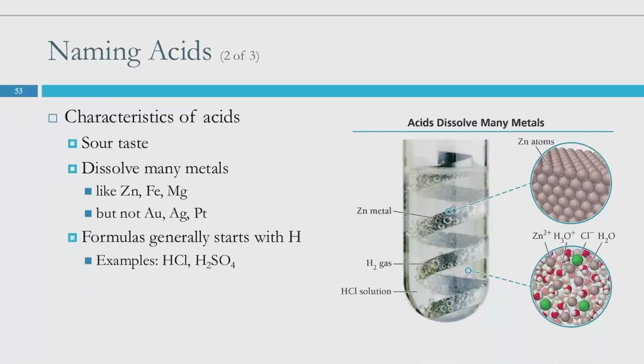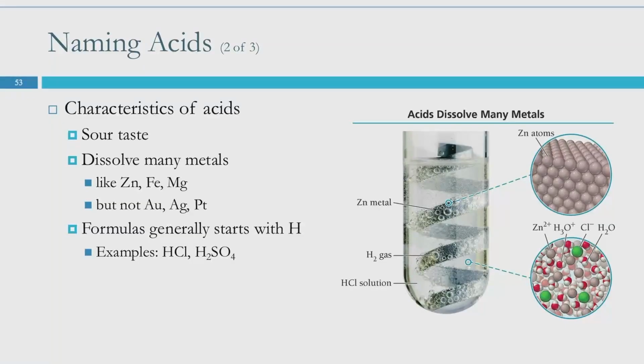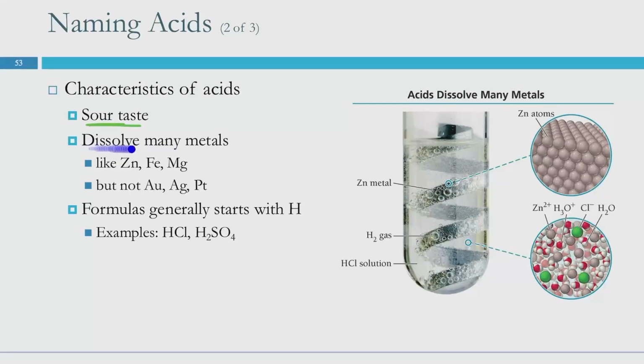Some characteristics of acids. Acids tend to have a sour taste. Think first they're sour, then they're sweet. Sour Patch Kids? I couldn't remember the name, but I could remember the logo for some reason, the phrase. Acids will also dissolve many metals, things like zinc, iron, and magnesium, but good for us, they don't dissolve gold, silver, or platinum, usually. Other precious metals also often don't dissolve in acids.